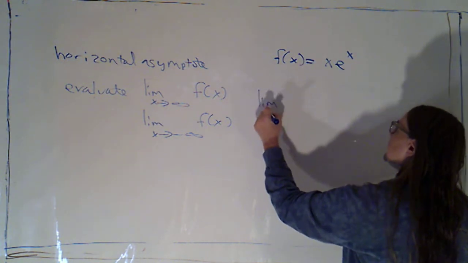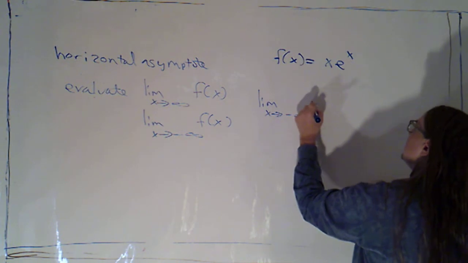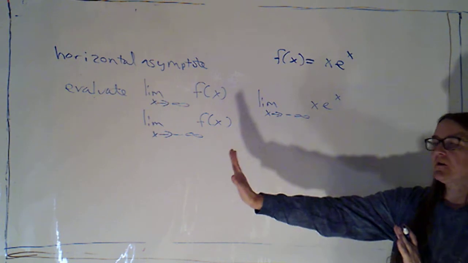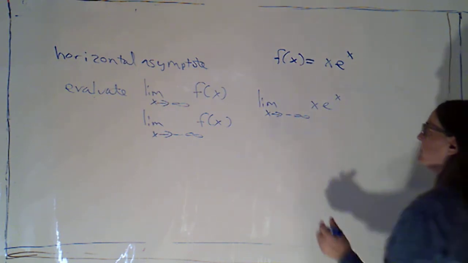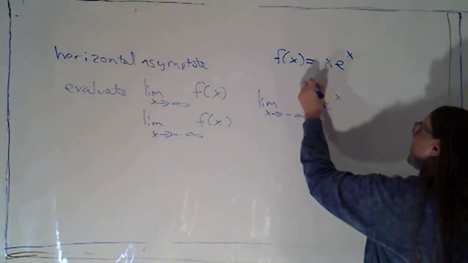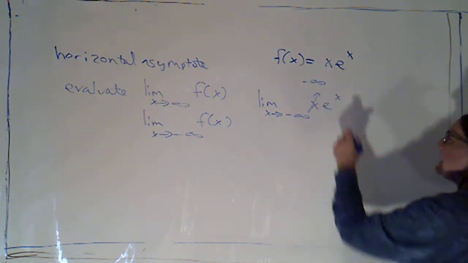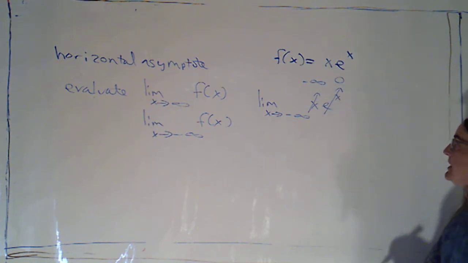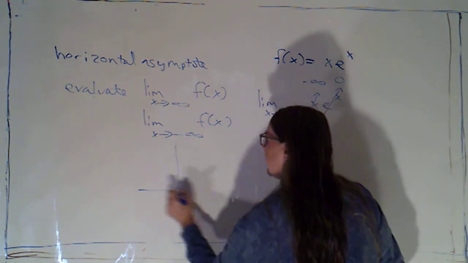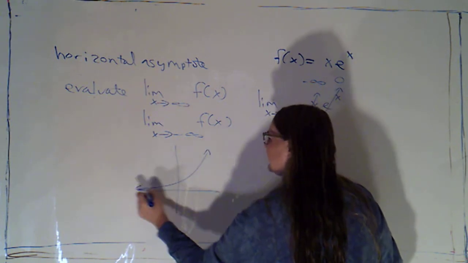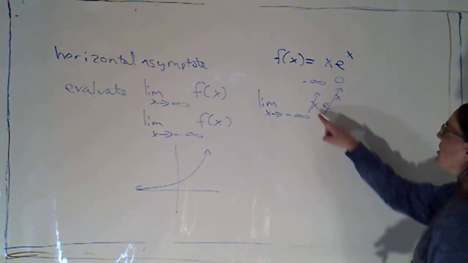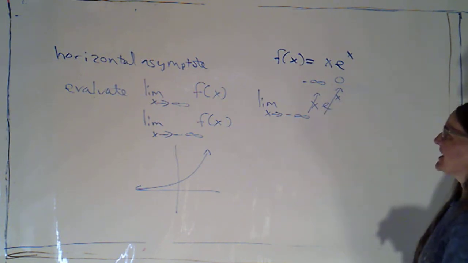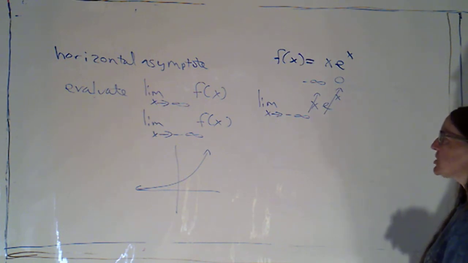So I can say, let's take the limit as x goes to negative infinity of x e to the x. With this limit, I'm checking to see if there's a horizontal asymptote on the left side. So x is going to negative infinity, e to the x is going to 0. Remember, the graph of e to the x has its own horizontal asymptote on the left-hand side. So that gives me an indeterminate product.